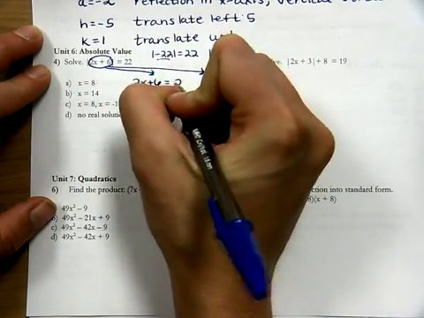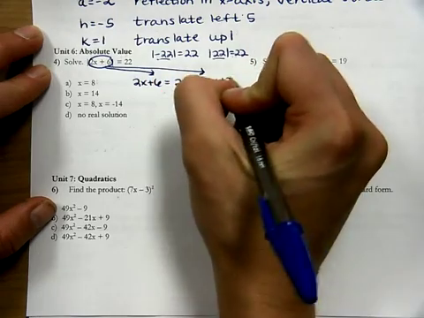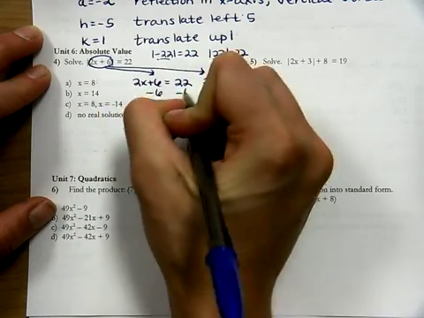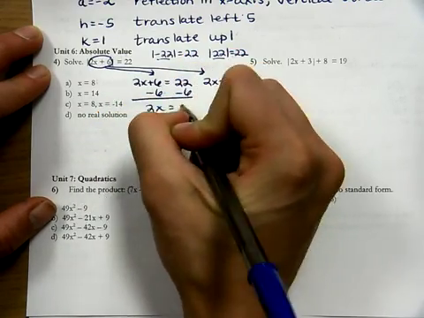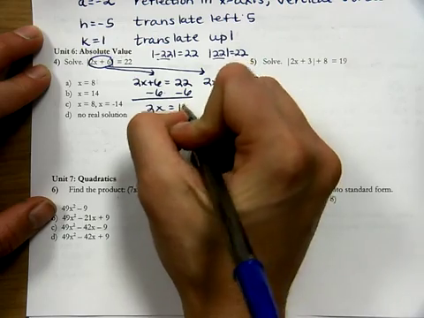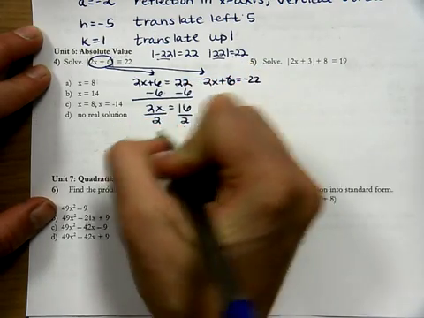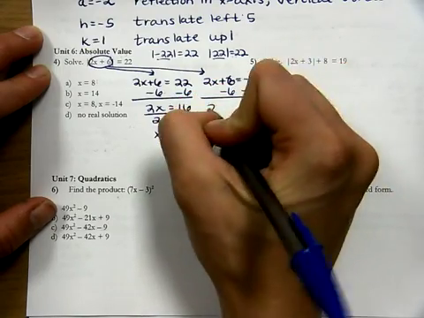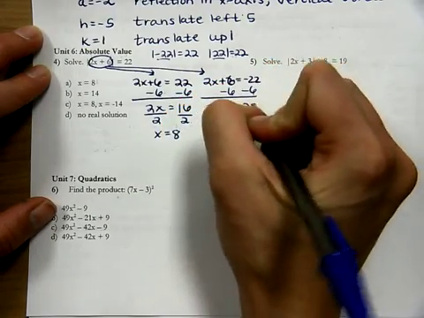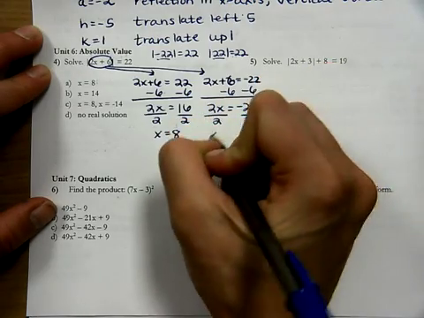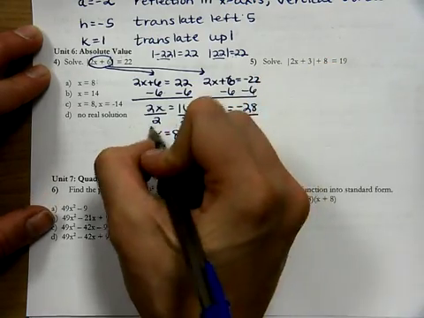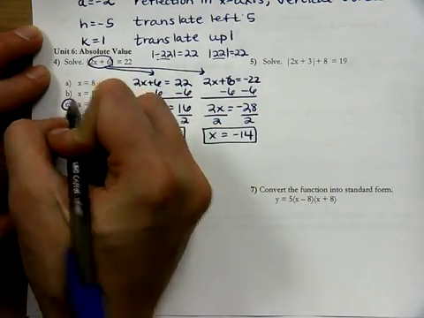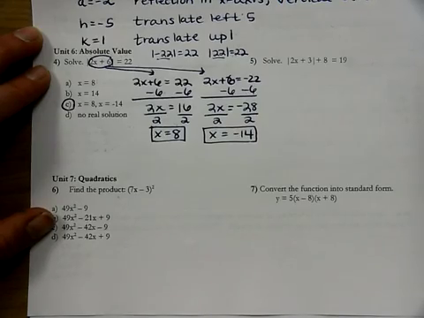2x plus 6 equals positive 22, and 2x plus 6 equals negative 22. So now when I solve, I can subtract 6 from both sides, and I get 16. I then divide by 2. I get x equals 8. If I subtract 6 from both sides this time, I get 2x equals negative 28. And when I divide by 2, I get x equals negative 14. So this one has two solutions. So C would be the correct answer.